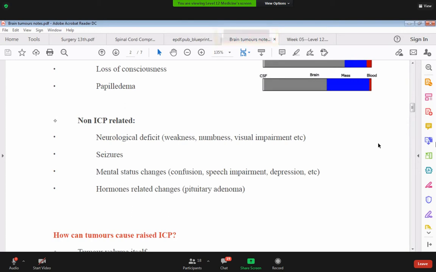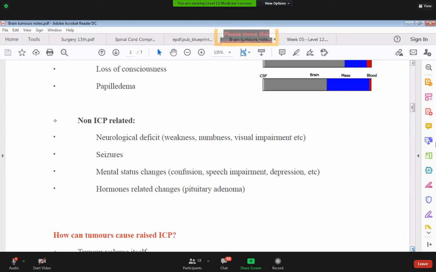If there is an effect on the hypothalamus and pituitary axis, there may be a problem in the amount of hormones that are produced. Like in pituitary adenoma, the amount of secretion of the pituitary gland is high, and they cause symptoms because of it. So the symptoms depend on the location, the area from which it has originated, and on the symptoms of the raised intracranial pressure.